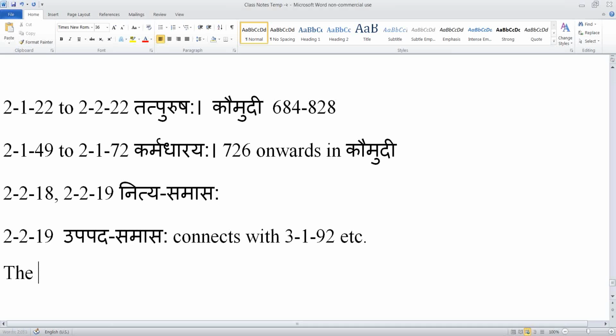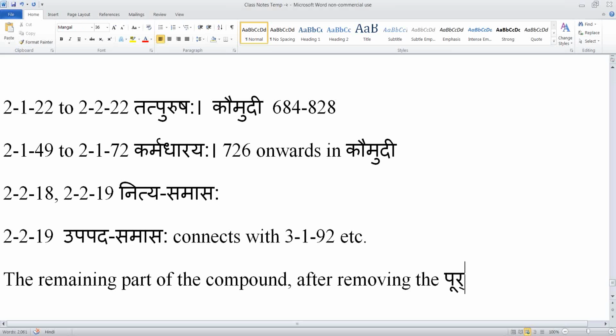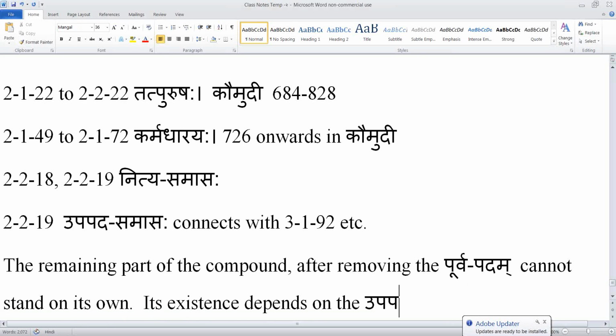Let me put it like this. The remaining part of the compound, which means after removing the Purapadam, cannot stand on its own. It requires the Upapadam to be there, to have existence. Its existence depends on the Upapadam. If you can test that, take Dharma Kshetra, a simple compound.